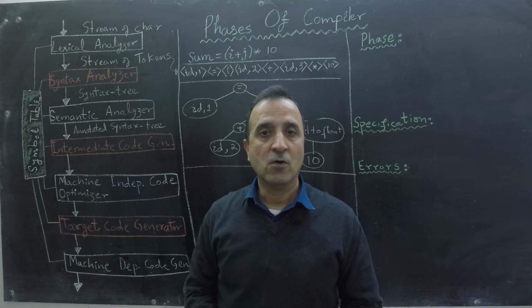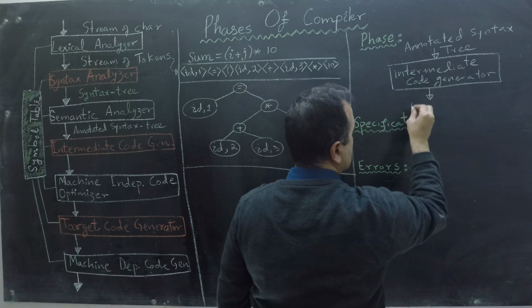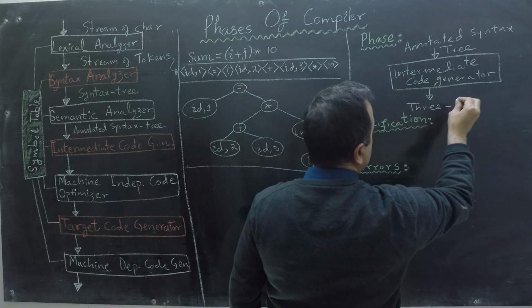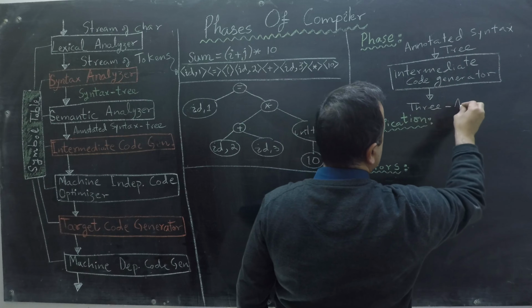So we have here the intermediate code generator phase, and the input of this phase is the annotated syntax tree, and our output is intermediate code, which is usually in 3 address code form.